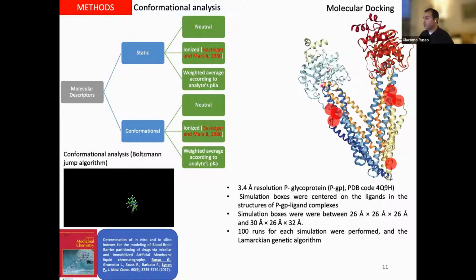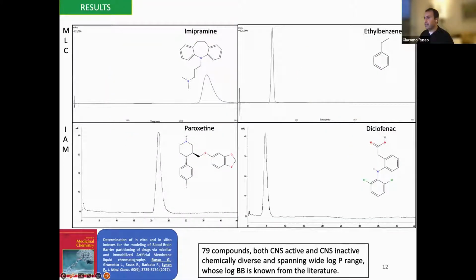For the molecular docking simulation, we used a 3.4 angstrom resolution P-glycoprotein, and we used simulation boxes of different sizes, resembling the location in which the complexes with the ligand took place. And we ran 100 runs for each simulation using the Lamarckian genetic algorithm. So we pooled these affinities all together, also with the other descriptors, to see if there was any involvement of this phenomenon in the passive diffusion for this data set.